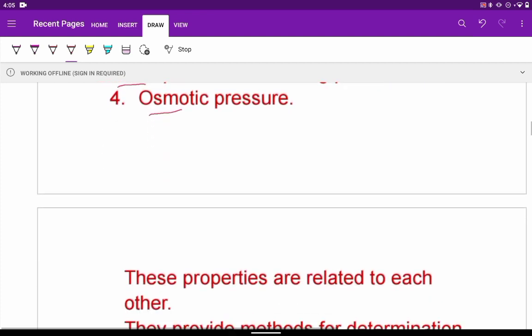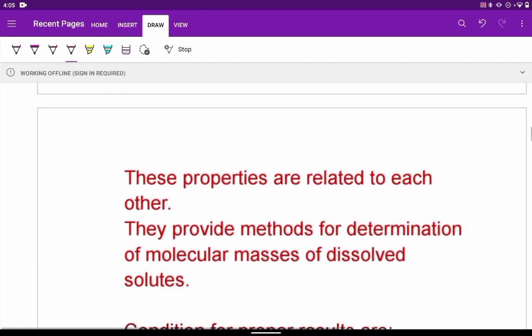So these properties, if we want to relate, we can see that they are somehow related to each other, and also they help us to provide methods by which we can determine the molecular mass of the dissolved solutes, because the solute is dissolved, so we can determine the molecular mass of such dissolved solutes in the solution.